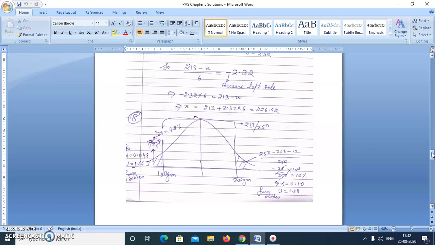So we'll form two equations of x minus mu upon sigma, in which in first equation x is 150 and alpha is 4.8%, or you can take 0.048 and calculate the value of u from the tables. And in the second equation, x is 200 grams and alpha is I have shown here 10%, that is 0.1, and you will see the value of u from tables for this alpha, and you will get two equations as shown here.